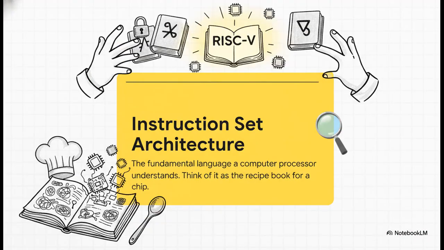So this language has a technical name, an instruction set architecture, or ISA for short. But the best way to think about it is like a recipe book for a chip. It tells the processor exactly what it can do and how to do it. And for a long time, just a handful of big companies owned all the best recipe books. Well, RISC-V is a brand new one, and it's open source for everybody.